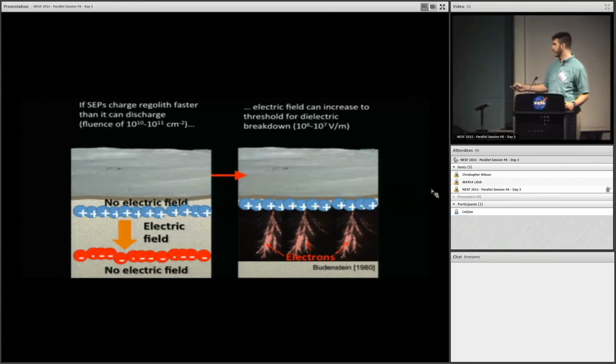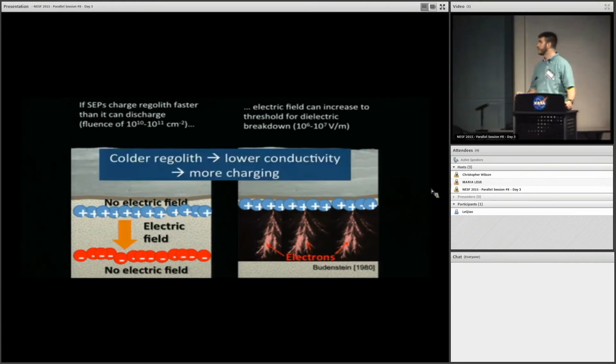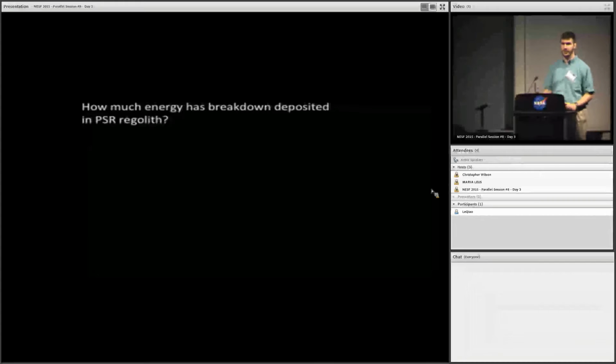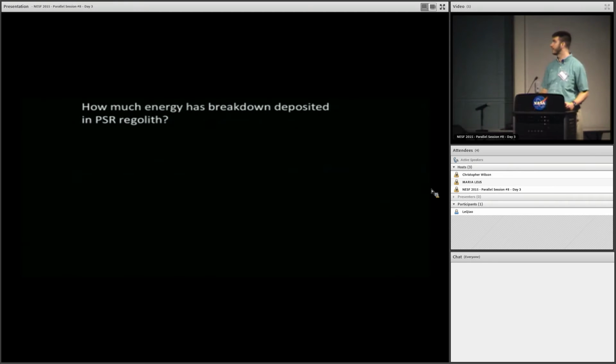This is actually an image from an old review paper on dielectric breakdown. The neat thing is that the colder the regolith, the lower the electrical conductivity of the regolith, the more charging you can get, the greater those electric fields can become, so the more likely you are to get breakdown. That's why we've been focusing on PSRs. And this is a well-known phenomenon in spacecraft engineering. It's actually the leading cause of spacecraft failure. But it hasn't really been looked at as a possible source of weathering. There have been a few papers in the past. So we've been really trying to push this and see what might be going on.